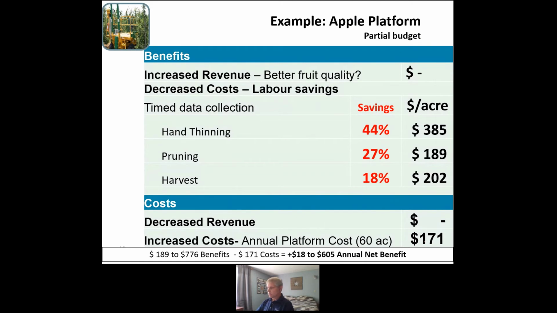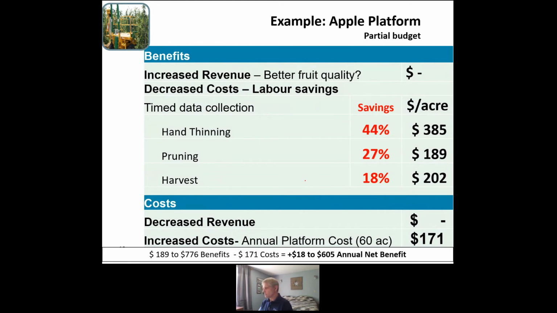So you see that $171 now gets included in the cost side of things. And then in this study, we were looking at the benefits. Obviously, we didn't find a lot of difference in the fruit quality. We did look at that, and that may be one of the things as well.